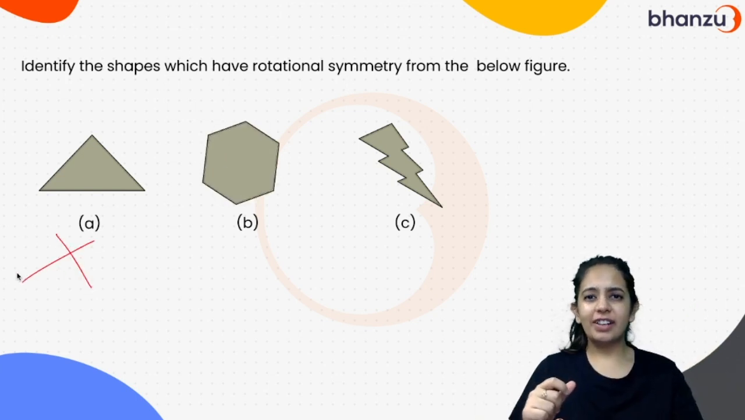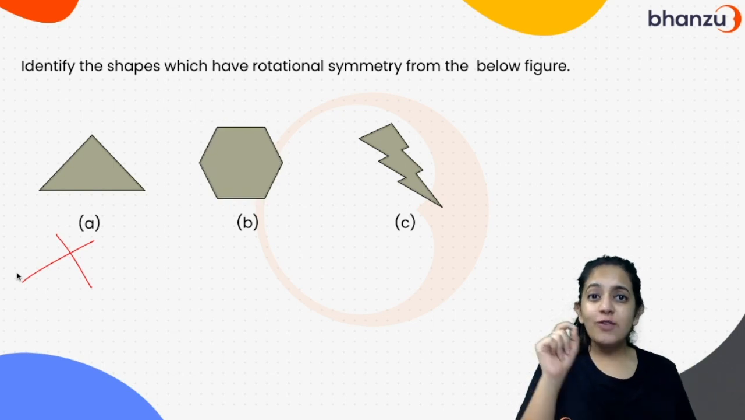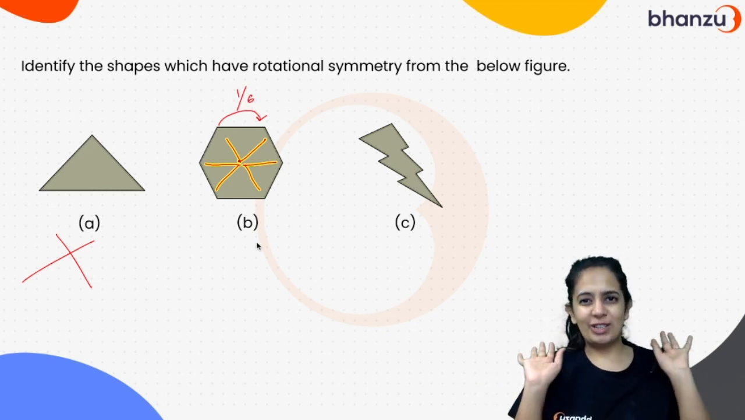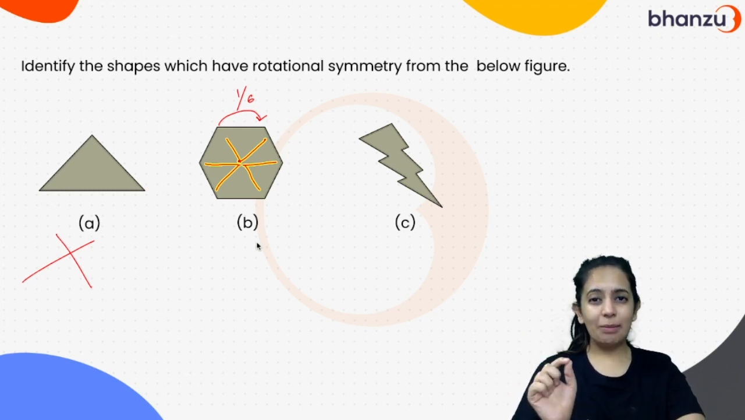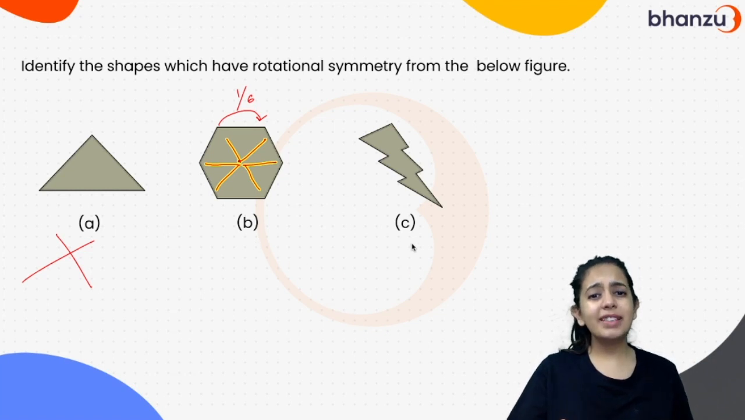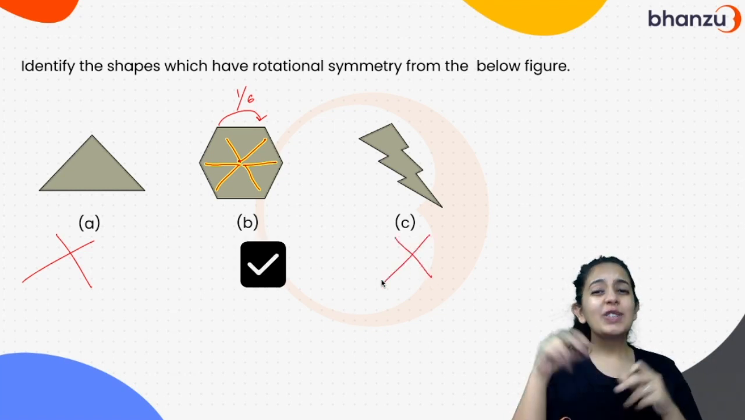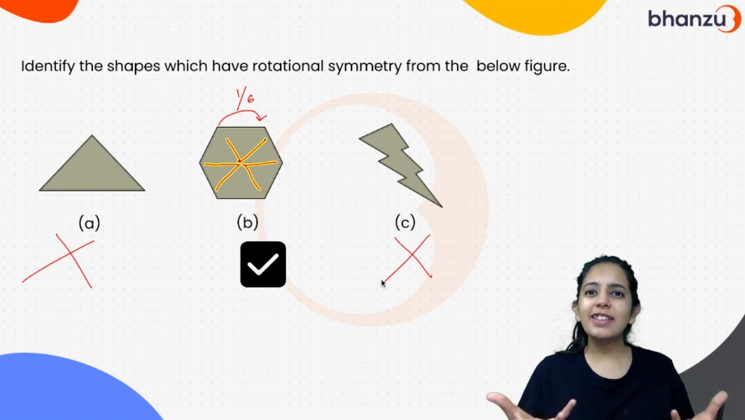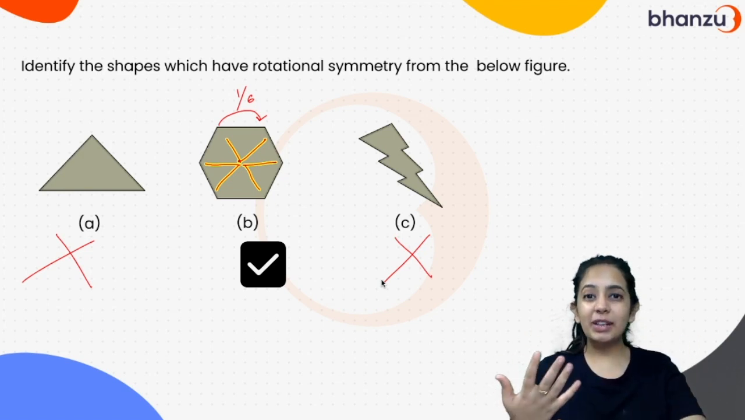Now let's check the second one. On every 1/6 turn, it is looking the same. That means if I divide this shape into 6 equal parts, when it goes from this point to this point, that is 1/6 of a rotation, it is looking exactly the same, right? That means part B has rotational symmetry for sure. Now let's see shape number C. If I rotate it by 1 full turn, then only it looks the same. That means this also doesn't have rotational symmetry. So it's only part B that is showing rotational symmetry, because when it is rotated, it is looking the same, and the rotation is also less than 1 complete turn.